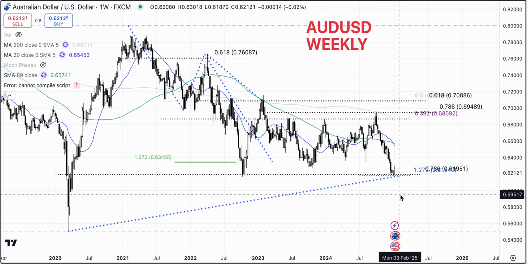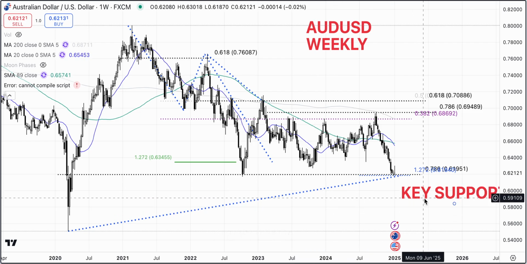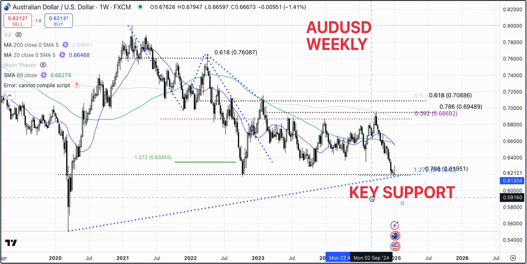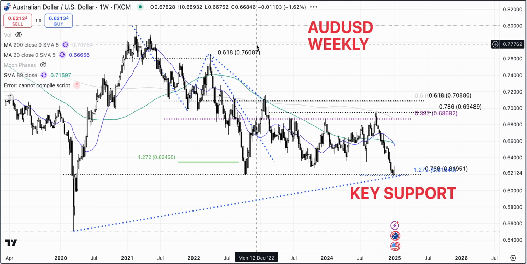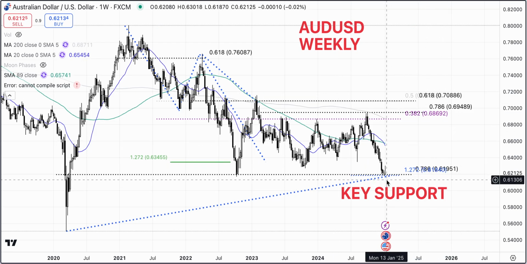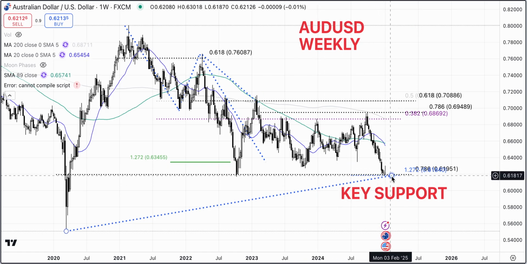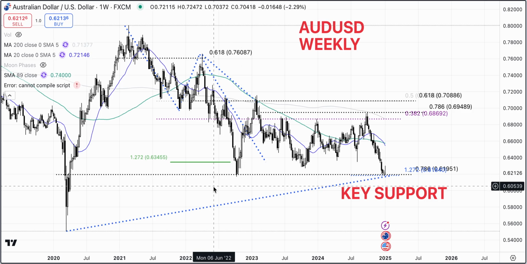So let me actually write this: key support. There we go. So this is the key support. Okay, now so we'll watch this. And the interesting thing is that last week, you can see in December, it was end of the year as well. Pretty much nothing really happened in that week, but for about 4 weeks approximately, it's kind of holding this level, and there is also, of course, the possibility of a double bottom right here.